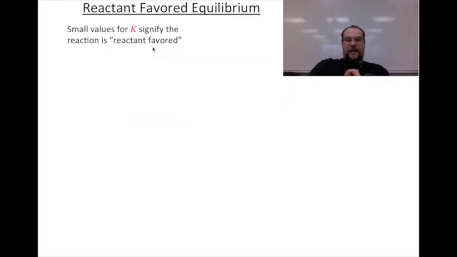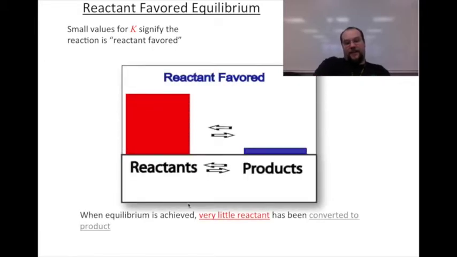On the flip side, if I have K that's less than 1, I'll never have a negative K, because I can never have negative concentrations. I'll never have a negative K, but I could have a decimal. A K value that is less than 1 is going to be reactant favored. That is where I have a lot of reactant, but very few products. So I'm going to have mostly reactant and very little product.